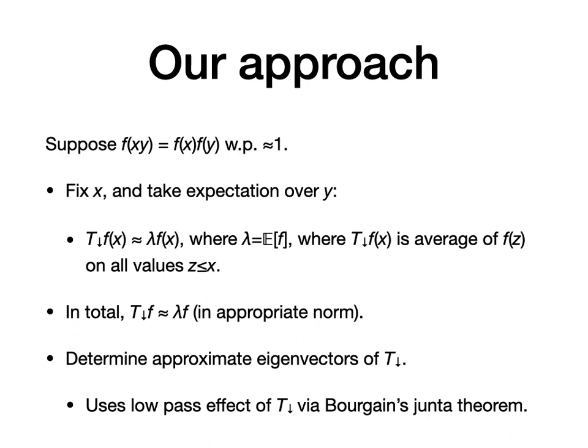So we use the fact that T down has a low pass effect on the Fourier expansion. If you start with an arbitrary function and you apply T down, you're going to get a function with small tails, whatever that means. And then we apply Bourgain's junta theorem, a deep result in Boolean function analysis, to deduce that f is a junta. Now it turns out that because f is a junta, we can somehow reduce the problem to constant dimension, and from there, it suffices to determine the exact eigenvectors of T down.